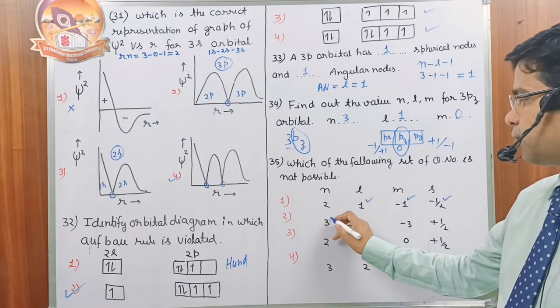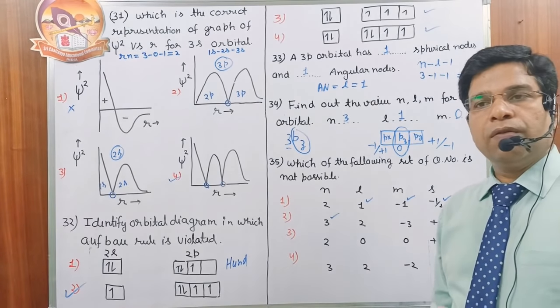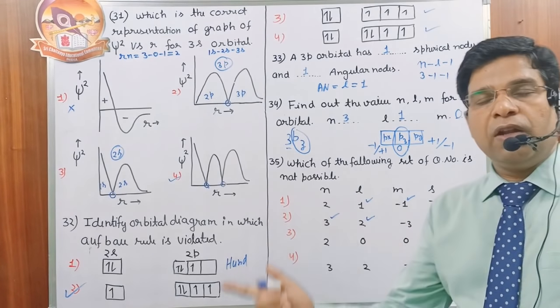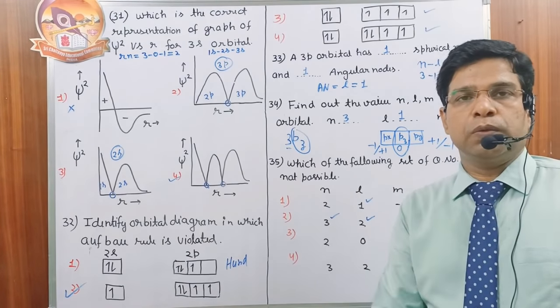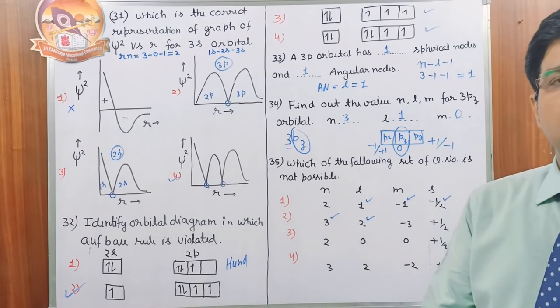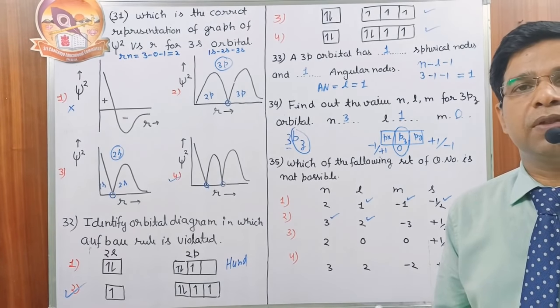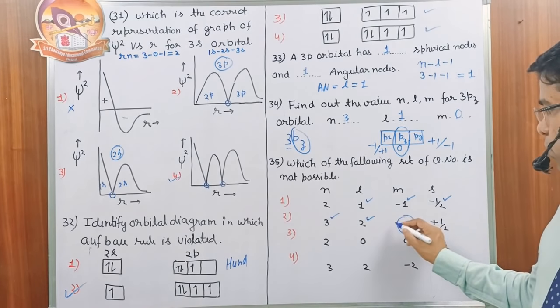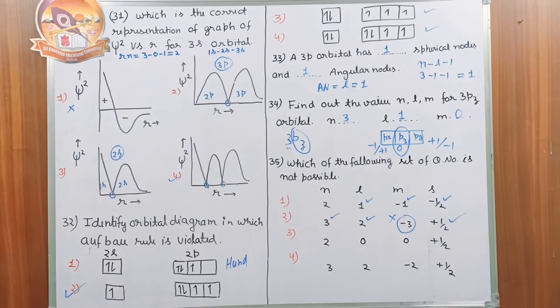Now third shell. In the third shell, values of l are 0, 1, 2, it is correct. If value of l is 2, then possible values of m are -2, -1, 0, +1 and +2. What is given here? -3, which is not possible. +half can be possible.